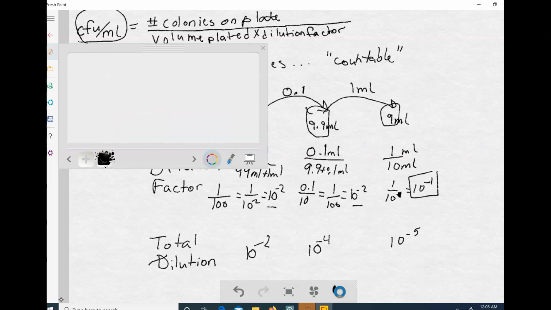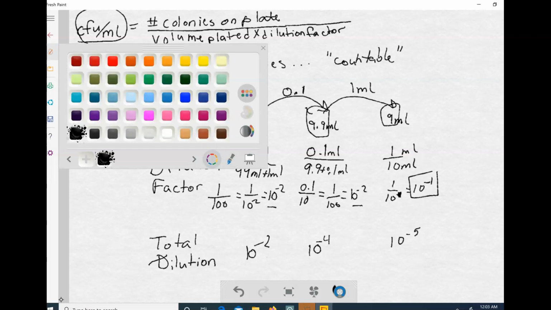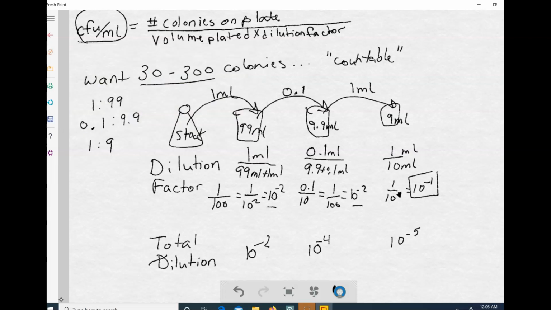If I imagined that I had a concentration in my stock solution of, let's see, 3 times 10 to the 5th colony forming units per milliliter.